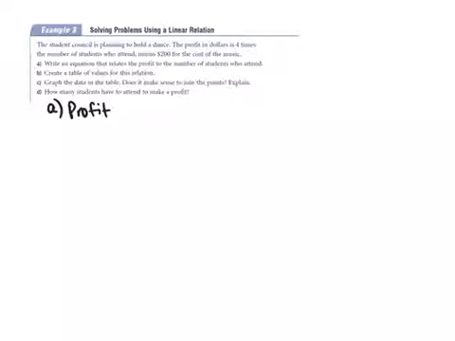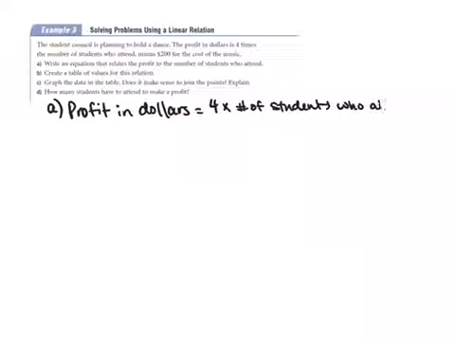So profit in dollars, and I'm going to write this as an equation. So equals 4 times the number of students who attend, because it's $4. So 4 times the number of students who attend, minus $200. And when I look at this, it looks like it's a $4 ticket times number of students who attend minus $200 that they need to pay, like the DJ or whatever.